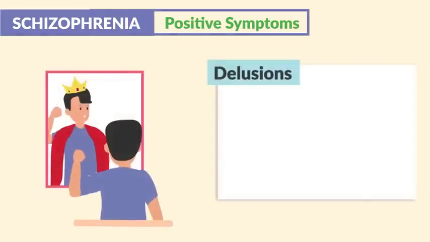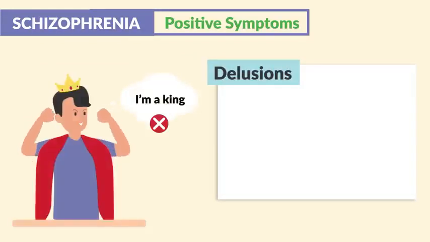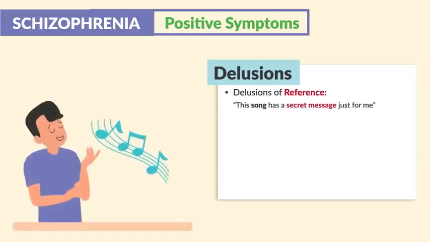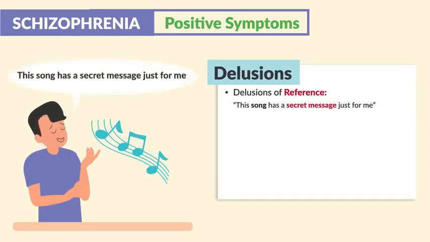Now delusions, these are false beliefs that the client feels very strongly about, and they won't change their mind even though they know it's false. For example, delusions of reference. "This song has a secret message just for me."